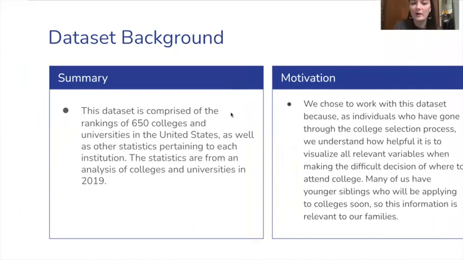So to give a little background on this data set, the data set consists of 650 colleges and universities in the United States, and it lists them in order of their ranking, 1 through 650. There are also other statistics on the institutions that are included in this data set besides their rankings, and we'll take a look at those. And as previously mentioned, all of this data in the file is based off of observations gathered in 2019.